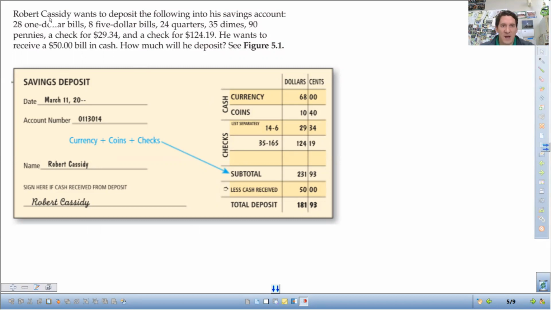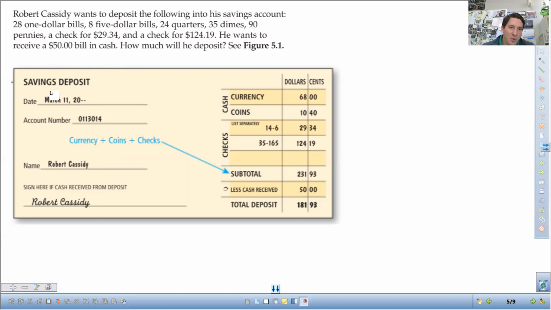So here we have Robert Cassidy, who wants to deposit the following into his savings account: 28 $1 bills, 8 $5 bills, 24 quarters, 35 dimes, 90 pennies, a check for $29.34, and a check for $124.19. He wants to receive a $50 bill in cash. How much will he deposit?